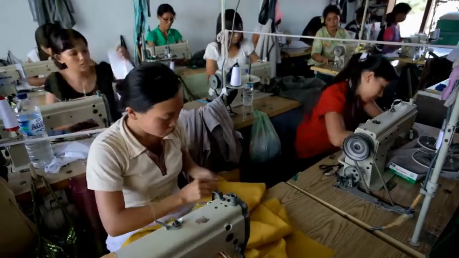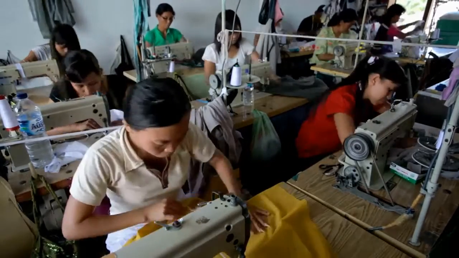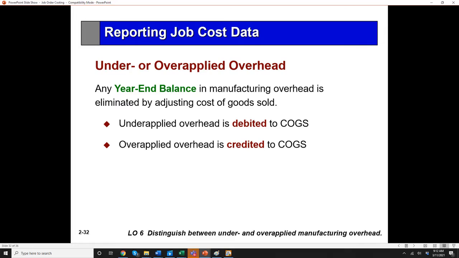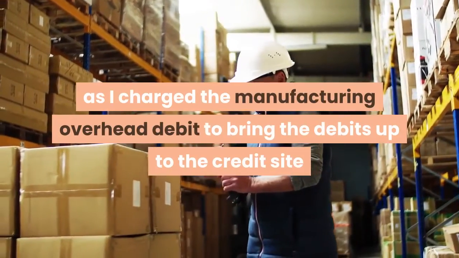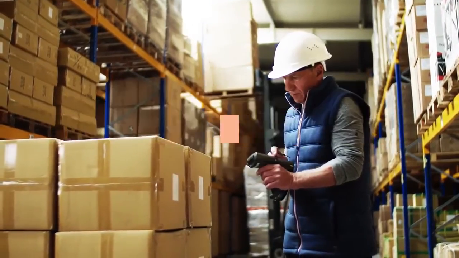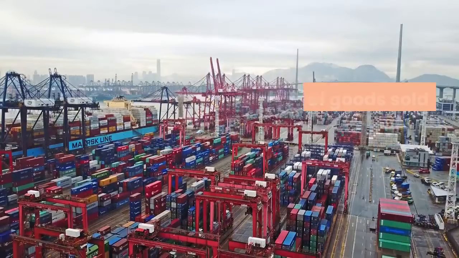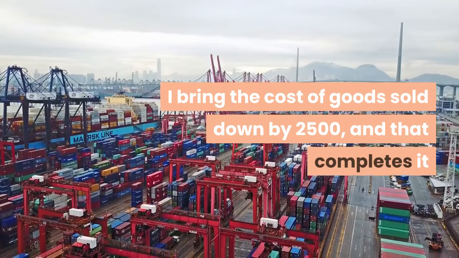My cost of goods sold has the actual direct material, actual direct labor, but an estimate of the overhead. So when I find out what the actual manufacturing overhead is, if it's underapplied, I increase the cost of goods sold by debiting it. If it's overapplied, I decrease the cost of goods sold by crediting it. So let's assume Wallace has a credit balance in the manufacturing overhead. That means they applied more than they incurred, so the cost of goods sold is too high. So what I do is I debit manufacturing overhead to bring the debits up to the credit side and I credit cost of goods sold. I bring the cost of goods sold down by $2,500, and that completes it.